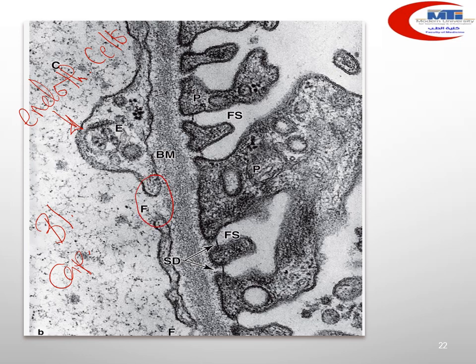The filtration slit or fenestrae in the blood endothelial cell is not covered by a diaphragm, whereas the fenestrae in between the secondary processes of podocytes are covered by a diaphragm. The filtration slits are about 25 nanometers in diameter, whereas the diaphragm itself is about 5 nanometers. This area is the basement membrane or basal lamina. The basal lamina is formed from both the endothelial cell and the secondary process of the podocyte.